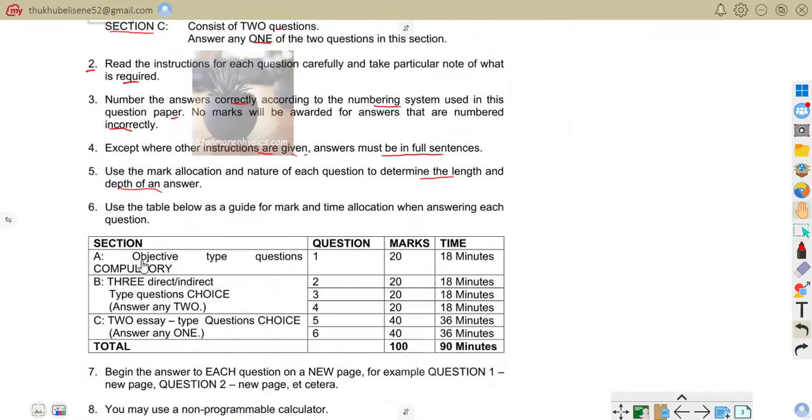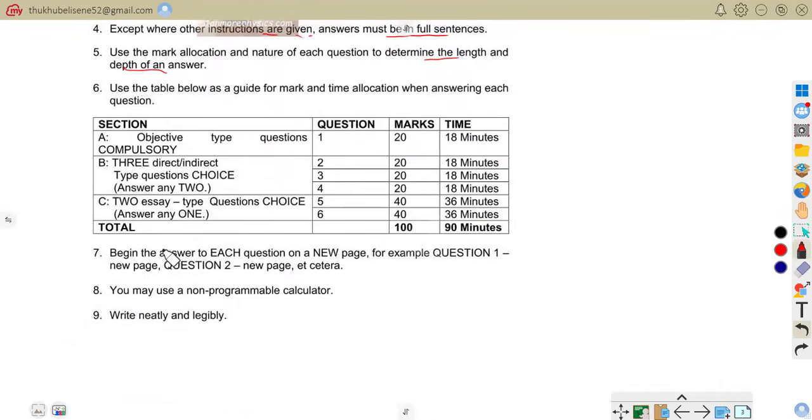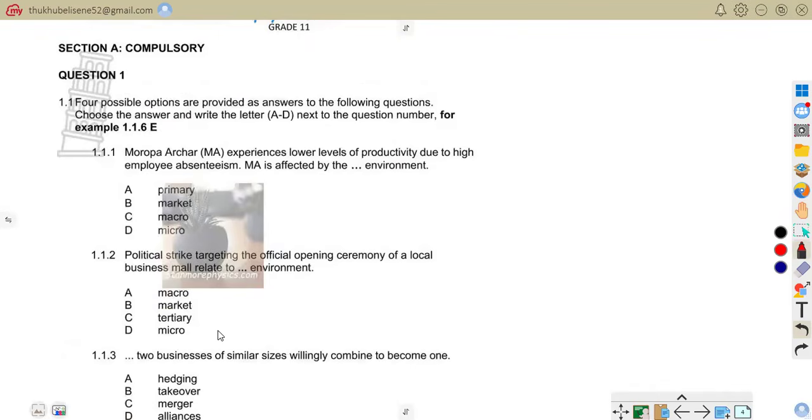So you are to go through this table. Instruction number 7, begin the answer to each question on a new page. For example, question 1 on a new page, question 2 on a new page. Instruction number 8, you may use a non-programmable calculator. The last instruction, write neatly and legibly. I hope you all understand these instructions. Instructions are very important. Don't ever ignore them. So let us move on to Section A, question 1.